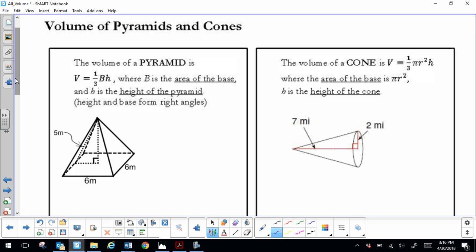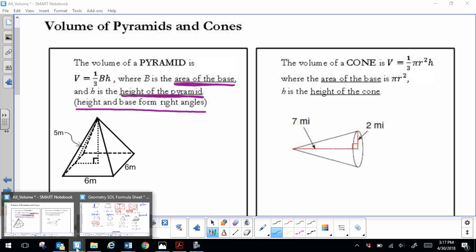Big V is equal to 1/3 big B, there's that big B again, times H, where B is the area of the base and H is the height of the pyramid. Height and base form right angles, so we call this a right pyramid. And yeah, like it or not, we're going to get back into Pythagorean theorem quite often to determine what's going on.